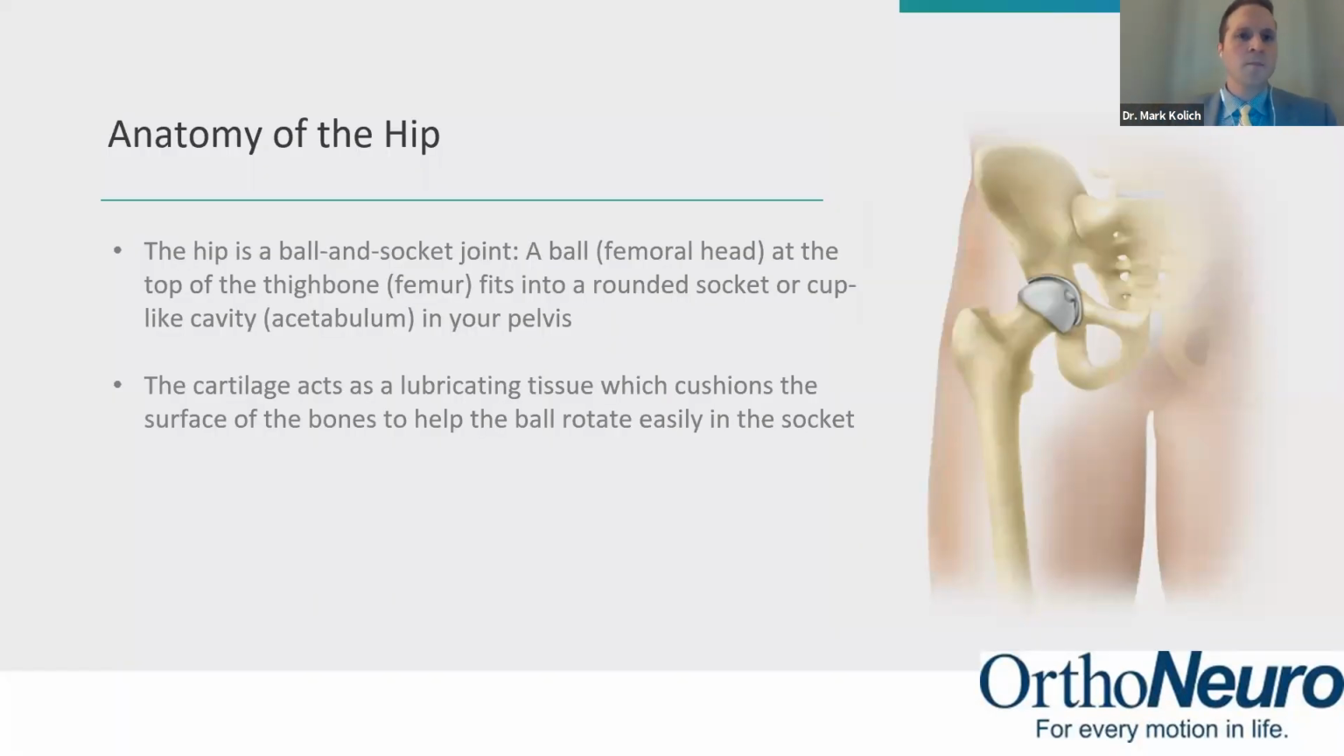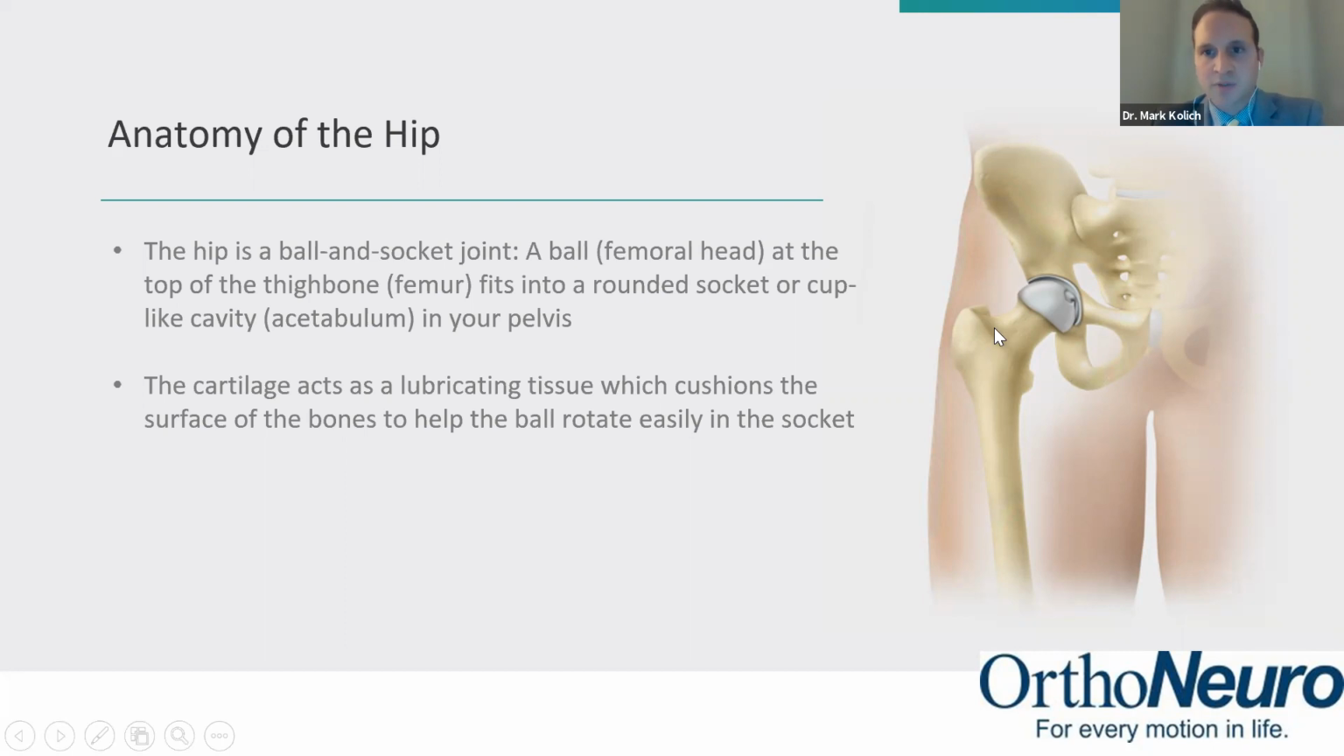So the anatomy of the hip. The hip is a ball and socket joint. The ball is the femoral head, and you'll see that at the top of the thigh bone, or the femur. And it fits into a rounded socket, or a cup-like cavity, called the acetabulum, which sits inside the pelvis.